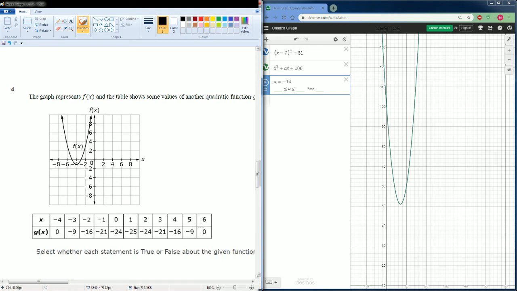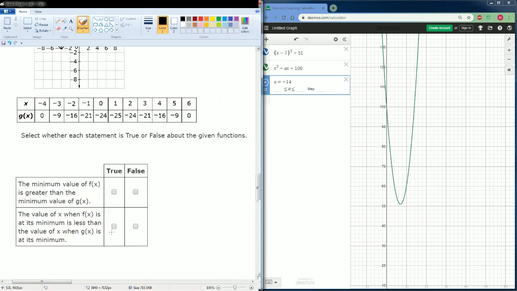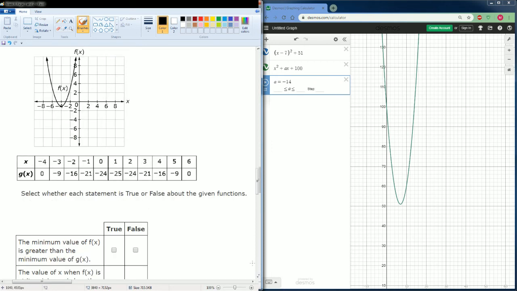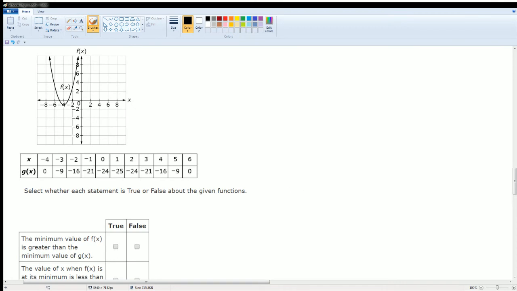And number 4, let's see, the graph represents the table of values. Select which statement is true or false being given on this information here. You won't need Desmos because it's already graphed for you. Okay, so let's see. The minimum value of f of x is greater than the minimum value of g of x. So this is very difficult to do unless you graph it, all right? So I'm just going to spend time putting these dots on this graph, okay? I'm not going to waste your time, so I'm just going to pause the video here.